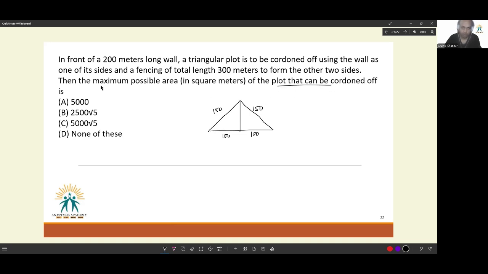See, I'm not even working for maximum possible area. I'm directly saying it will necessarily be this way, where the 300-meter length of fencing gets distributed equally, 150 and 150, on either side, because otherwise the figure will not be symmetrical and the area will not be maximized. Or you can potentially look at it as, see, if I go 300 meters, everything is placed in one spot only.